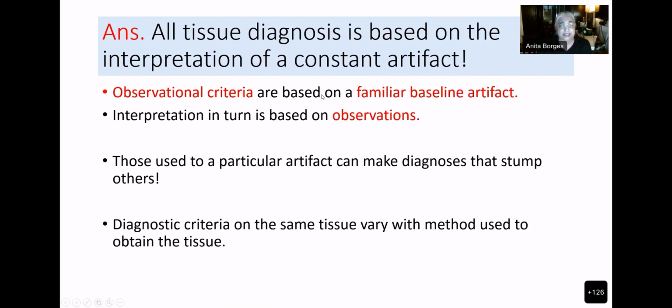And the reason is this: all tissue diagnosis is based on the interpretation of a constant artifact. If some pathologist is constantly getting what I would consider bad tissue, and Dr. Lakshmi Narayan and Praveen have gone through the whole story of how you can get good tissue sections, how is it then that there are pathologists who are able to make diagnoses on tissue sections that I and many other people would consider not at all good? Okay, so those who are used to a particular artifact can make diagnoses that stump others, and this is something that I think everybody should realize, that diagnostic criteria also on the same tissues vary with the method used to obtain the tissue, and I'll show this to you now.